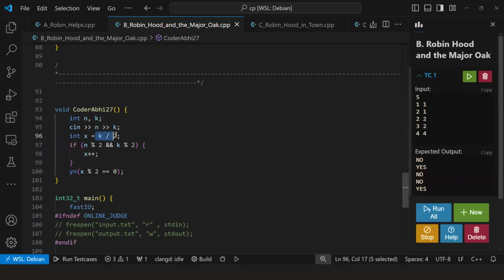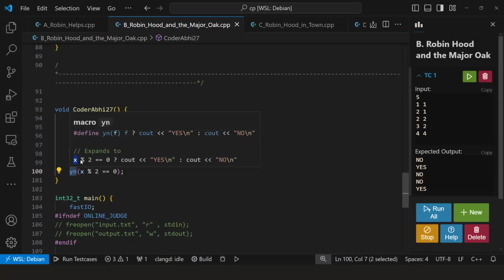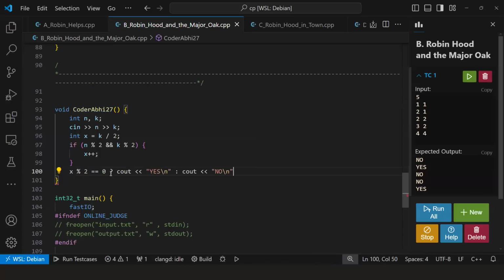So x was k by 2, and if n is odd as well as k is odd, we will do x plus plus. Now x stores the sum, basically my function. Now we just need to check whether this x is even or not. So this yes no just means if x mod 2 is 0, then cout yes, otherwise cout no. So I hope this is clear to you.